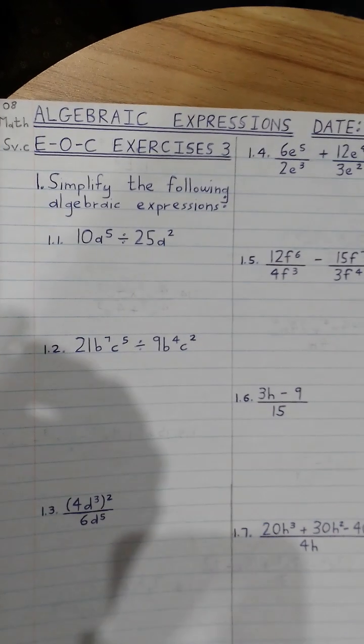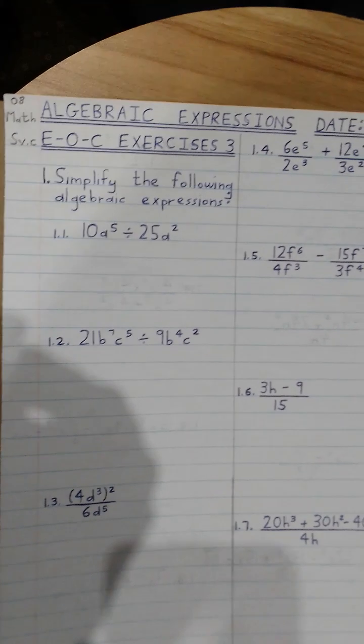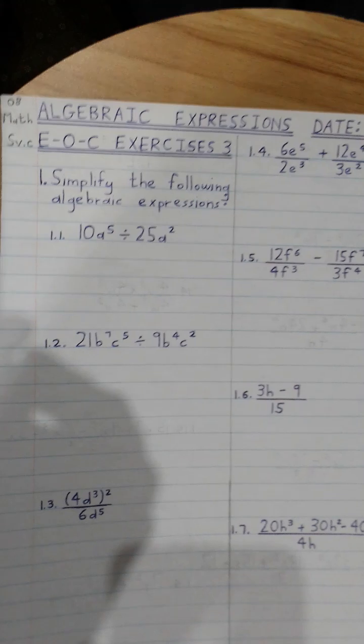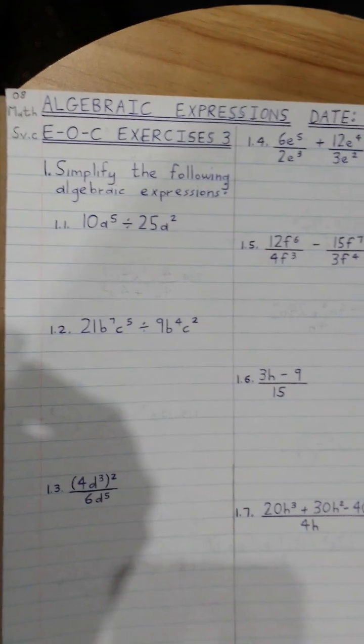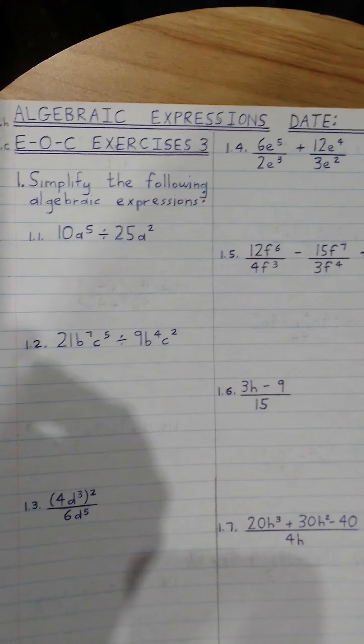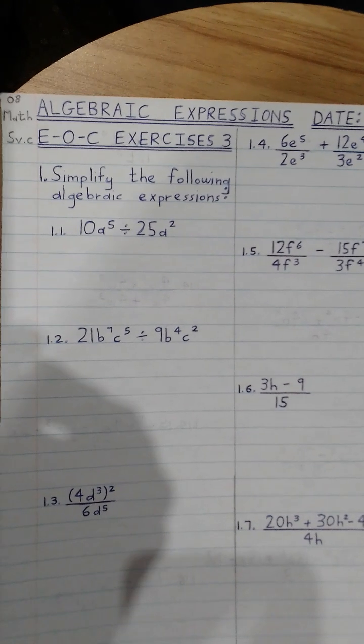Number 1 states, simplify the following algebraic expressions. 1.1, 10a to the power of 5 divided by 25a squared.